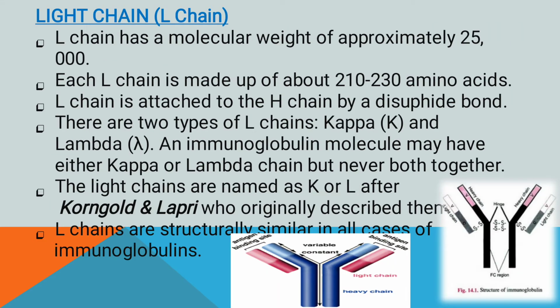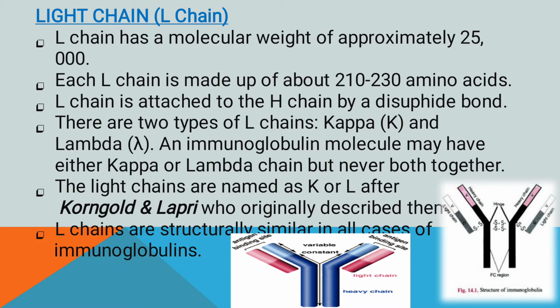Coming to the light chains or L chain, it has a molecular weight of approximately 25,000 daltons, and each light chain is made up of about 210 to 230 amino acids. And the light chain and heavy chain, as I have said, are attached by means of disulfide bonds, as you can see in the figure.